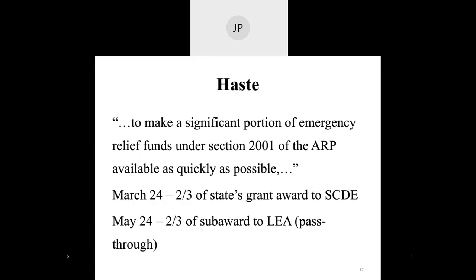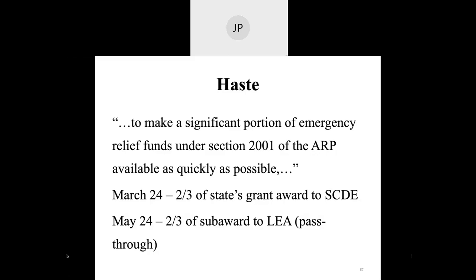So there is an element of haste here, that time is of the essence because these are emergency relief funds. Just to remind everyone of the timeline here, the American Rescue Plan was enacted on March 11th of this year. The state allocations were announced on March 17th. On March 24th, two-thirds of the South Carolina award was distributed to the South Carolina Department of Education, and on May 24th, that allocation will then pass through to the LEAs.